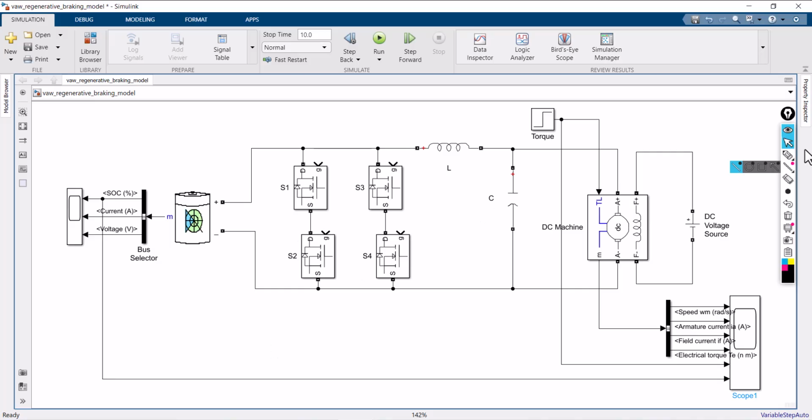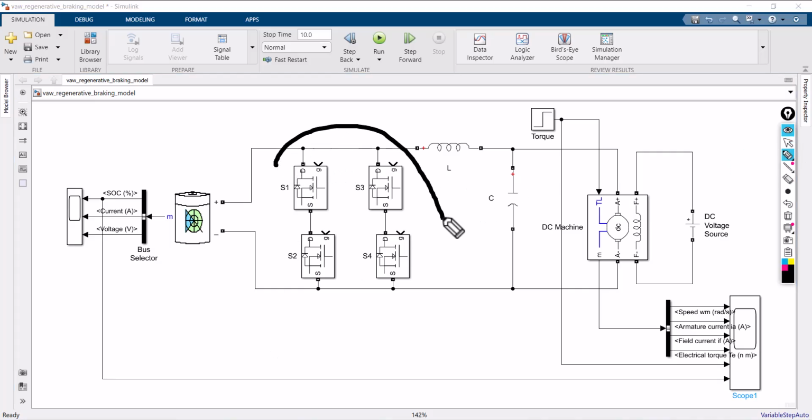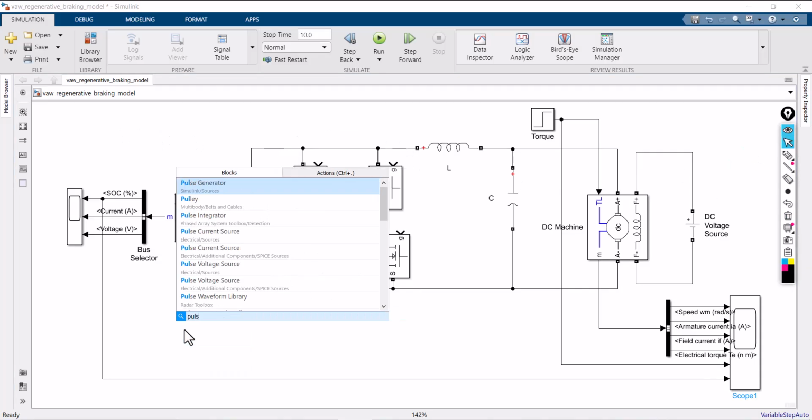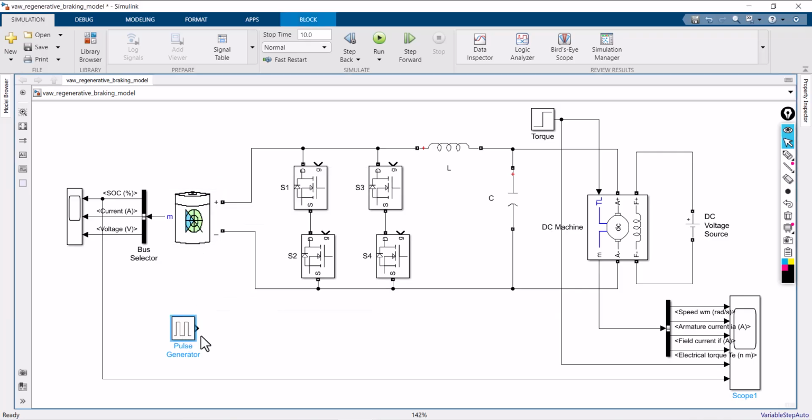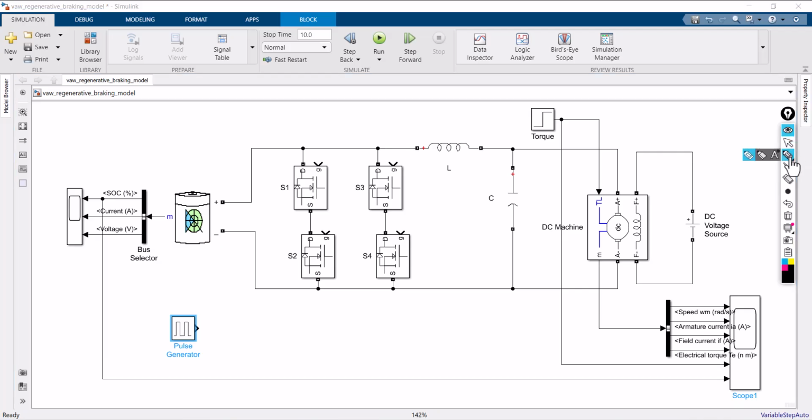Now the important thing is we have to pulse these gates. We have to provide pulse to the gates. For that I'm using a pulse generator. Here make sure that when S1 and S4 are on, at that time S2 and S3 are going to be in off state.